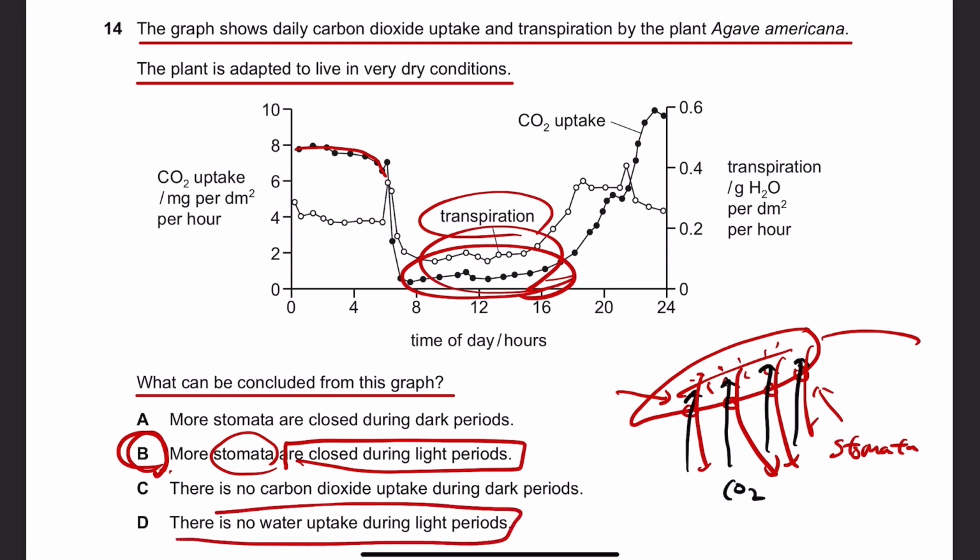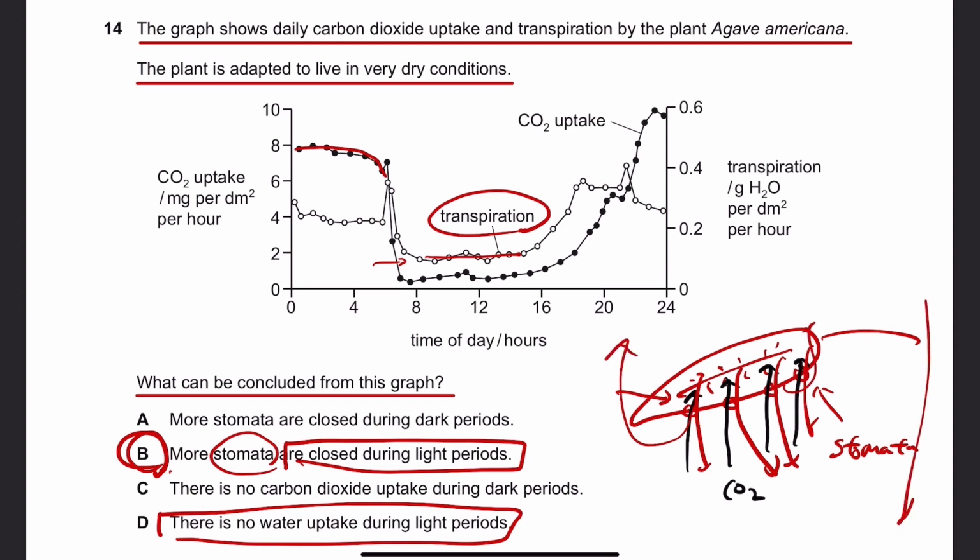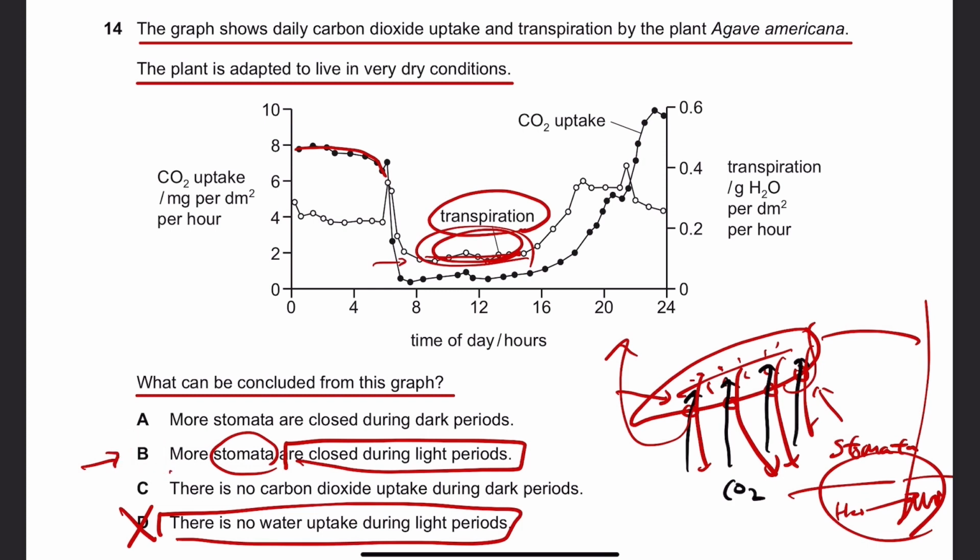D, you can't say there's no water uptake during light periods. We simply don't actually know. The transpiration rate is not that high, but it's still there, meaning that it's losing some of the water. That's going to cause a bit of water transport at the root. So I think there is a little bit of water uptake happening in the root because there's some transpiration. So we can't say D is correct. The best answer for this question is B.